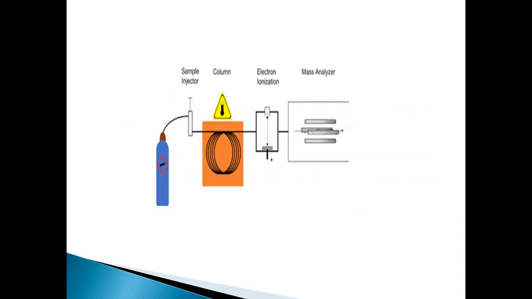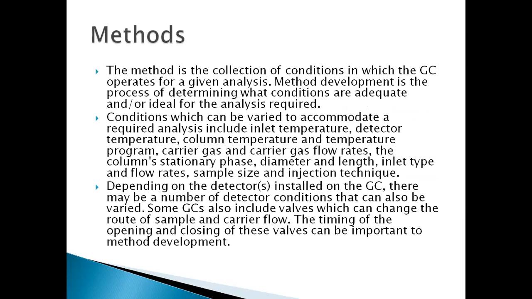Here is the picture: sample, gas chromatography, mass analyzer, electron ionization, column and sample injector. Methods. The method is the collection of conditions in which the GC operates for a given analysis. Method development is the process of determining what conditions are adequate and ideal for the analysis required. Conditions which can be varied to accommodate a required analysis include inlet temperature, detector temperature, column temperature and temperature program, carrier gas and carrier gas flow rate, column stationary phase, diameter and length, inlet type and flow rate, sample size, and injection technique.